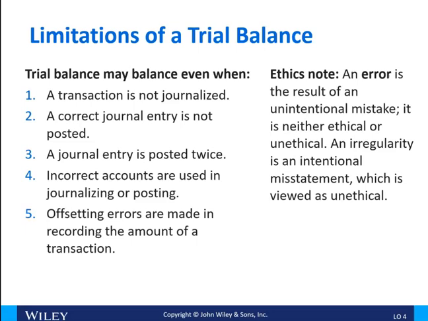Incorrect accounts are used when journalizing or posting. So if we paid our employees and we were supposed to debit salaries and wages expense, and we instead debited accounts payable, credited cash, our trial balance will still balance. If offsetting errors are made in recording the amount of a transaction, so we should have paid $100 for something, and we recorded it in the journal as 10, and then copied that to the ledger as 10, as long as we have 10 debits and 10 credits and they equal, the trial balance is going to balance.